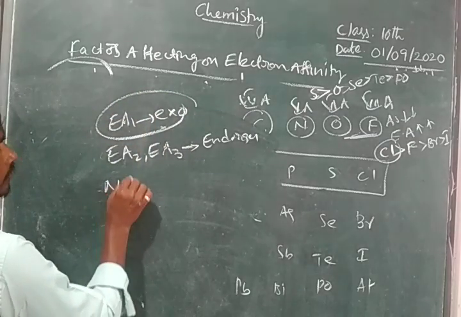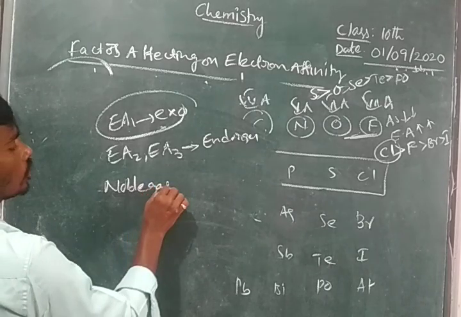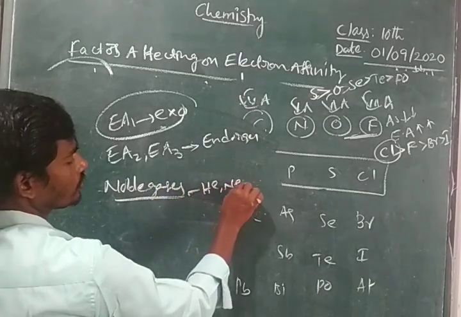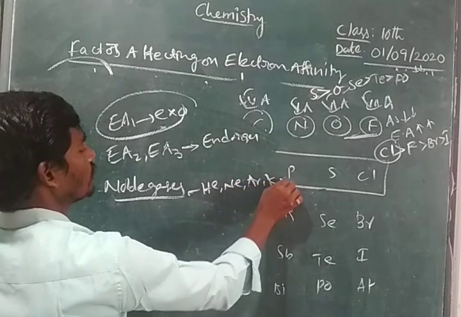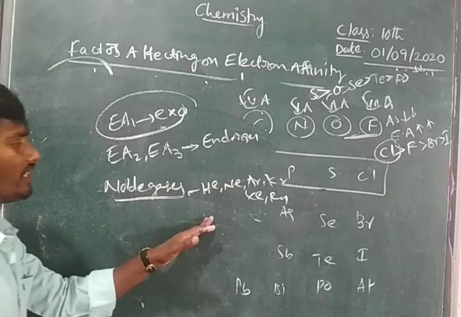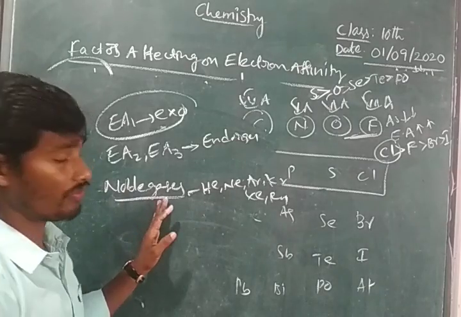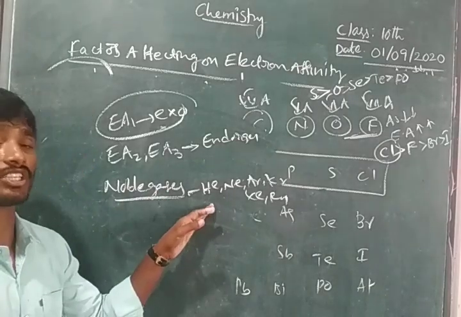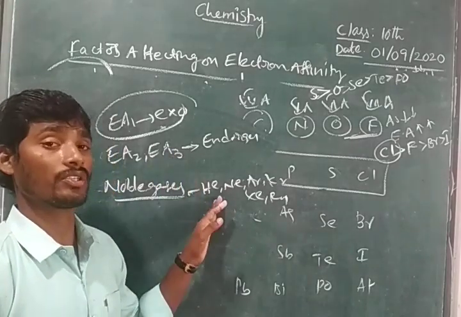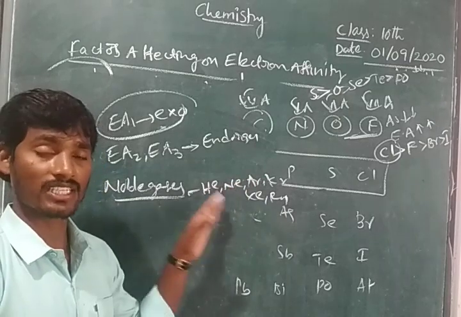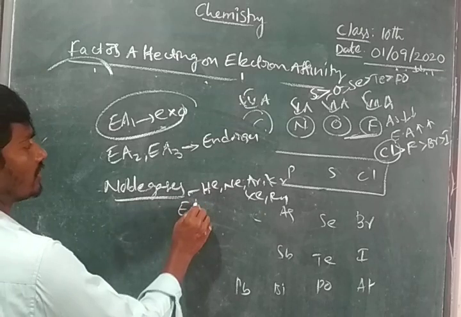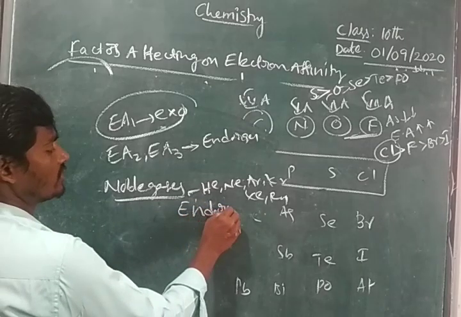Suppose we take the noble gases: helium, neon, argon, krypton, xenon and radon. These elements have a stable electronic configuration, so it is too difficult to add an electron to the valence shell of these noble gases. That's why from EA1 onwards the values are endothermic.